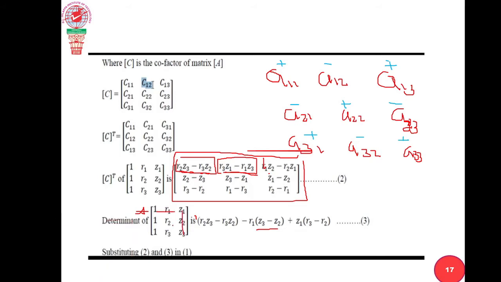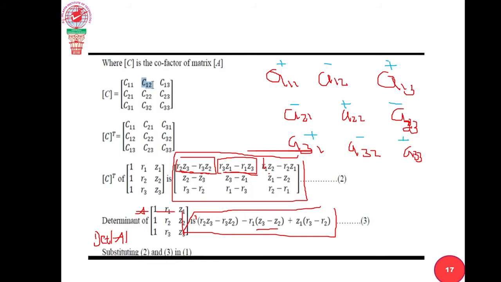Yeah. That is R3 minus R2 into Z1 plus. Correct? This is known as the determinant of A matrix. Clear? All of you understood this? This is the basic fundamentals of matrix operations: determining the adjoint matrix and the determinant matrix. Clear?